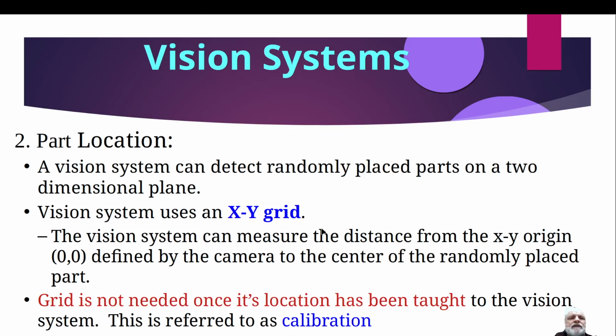Okay. Now that grid is not needed once the system's been calibrated. So once you put the grid on there, you take the picture with your camera, and you know where the grid is at, and you calibrate that so that the system understands where that's at in the image of the camera, and then you no longer actually need to have the grid. So the grid doesn't have to be there when it takes the pictures of the objects.